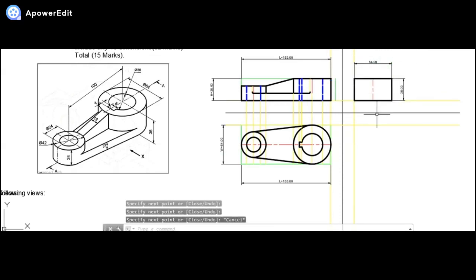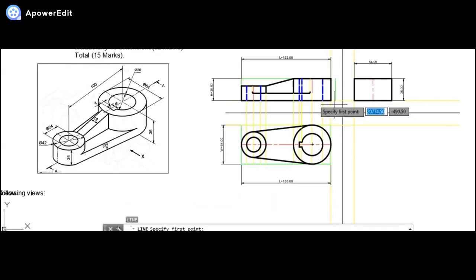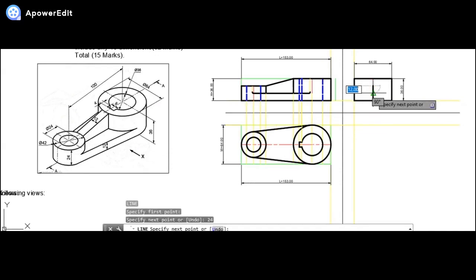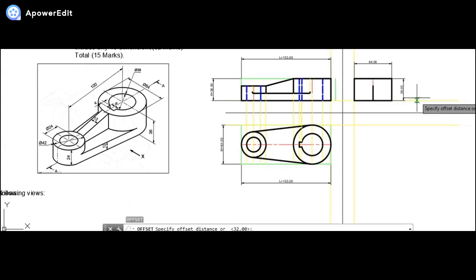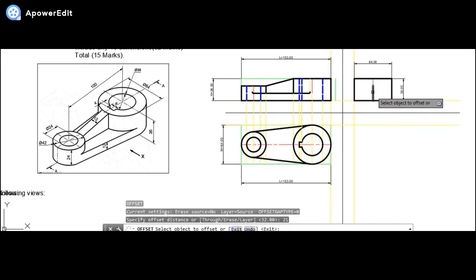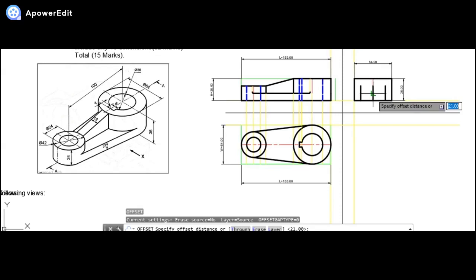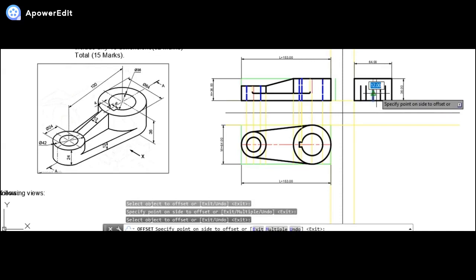Okay, now to be specific, we will be constructing this particular cylinder. So from the bottom, at a distance of 24 mm, I'll be drawing a line over here like this, and it will be offset on both sides by 21 mm. So from here 21, even from here 21. The same way I'll be offsetting it again by 12 mm each. Over here 12, and even over here 12.